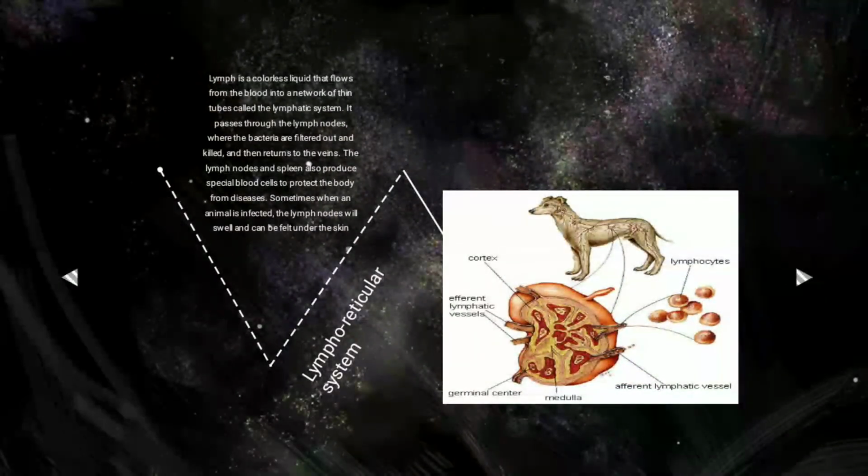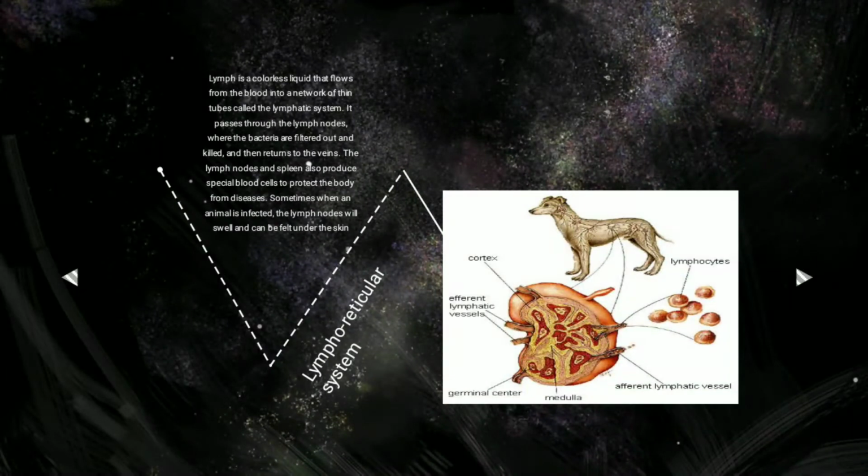We have here the lymphatic system. This kind of liquid is working as the immune system of an animal.